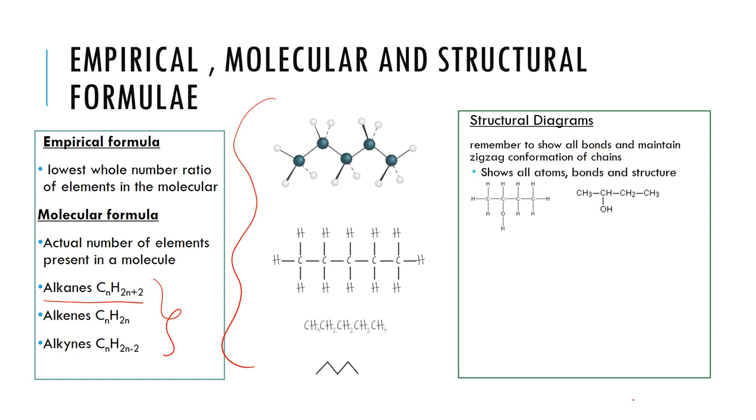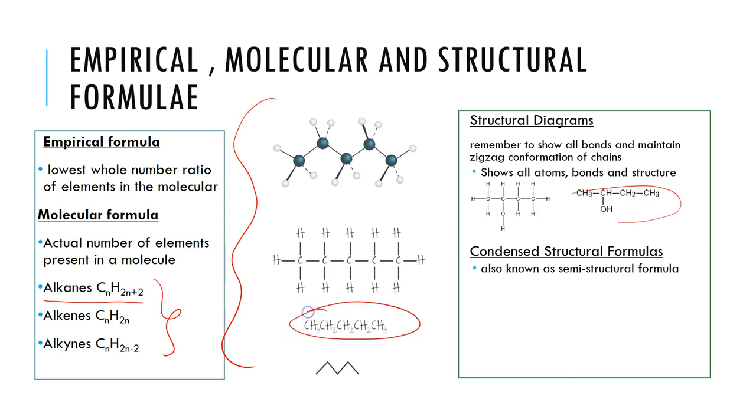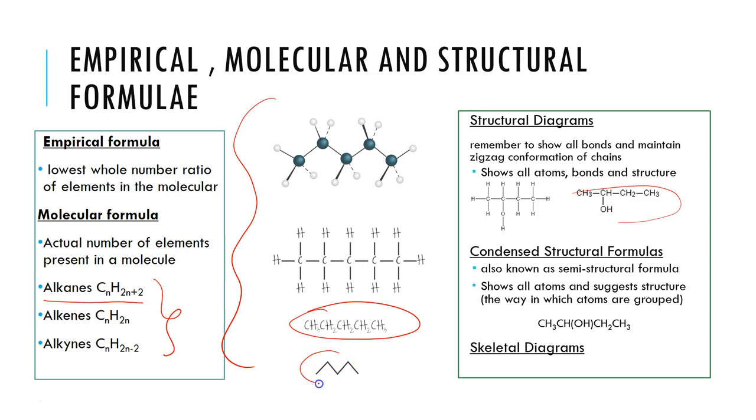Okay, so the structural diagram shows all atoms and bonds in the structure. You should not draw these, or draw them flat, just remembering to keep the zigzag, but you should be able to understand them when they're shown to you. Condensed structural formula is also known as our semi-structural formula, and that's this one here, where we show the sequence of how they're joined together in a chain and the way that the atoms are actually grouped. Okay, so it gives us an idea of how the molecule is formed, but without us having to show all the bonds. Okay, and then skeletal diagrams is this guy here.